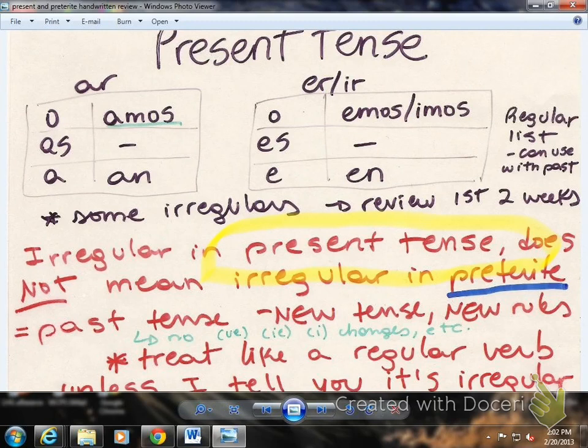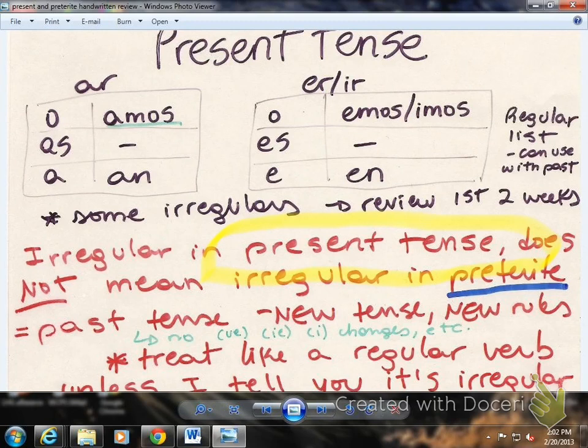What I want you to know starting out, before we even talk about preterite, is that just because a verb is irregular in the present tense doesn't mean that it's automatically going to be irregular in the preterite. Now, sometimes it is, but it'll be a whole different kind of irregular. Point being, new tense, we're now talking about things that have already happened. So instead of I speak, I spoke. New tense, new rules. So don't throw out the window everything that you already know about present tense. Just push it aside for now. We're going to focus on preterite, past tense, to make sure that we know what happens with those verbs.